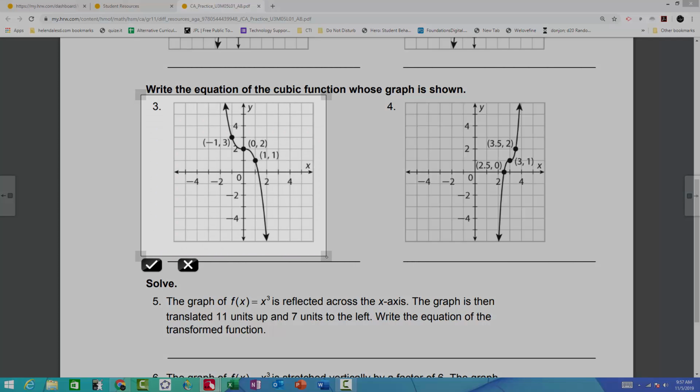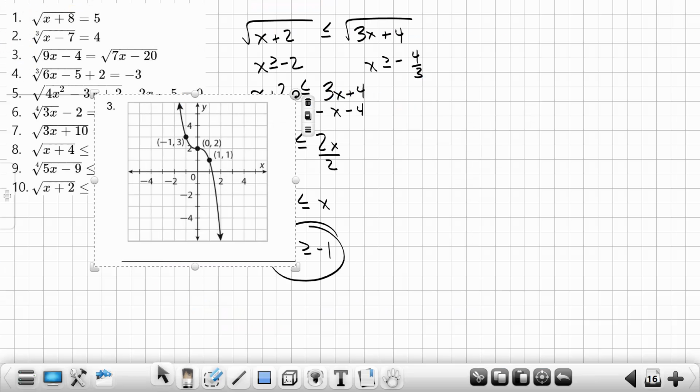Write the equation of the cubic. So this one, a lot of you guys got done.